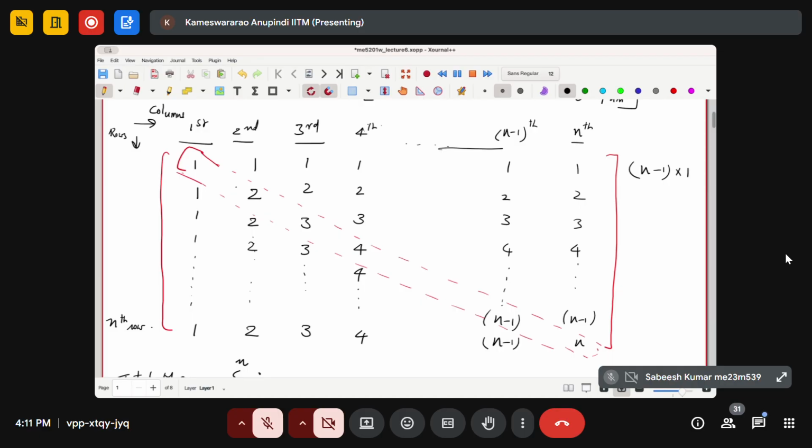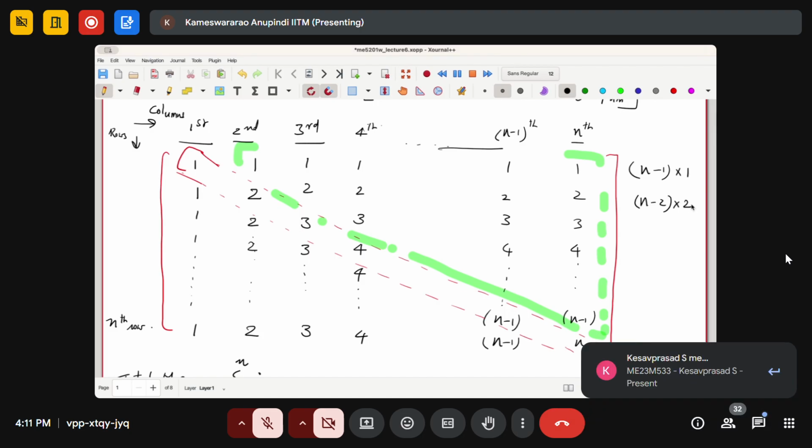Similarly, for the second row, again, I'm only considering this upper triangular part, which is basically included in like this, right? That's what I'm considering. Then, if I look at 2's, how many 2's do I have? 2, 2, 2, all the way to 2 here. This is going to be n minus 2 2's, correct?